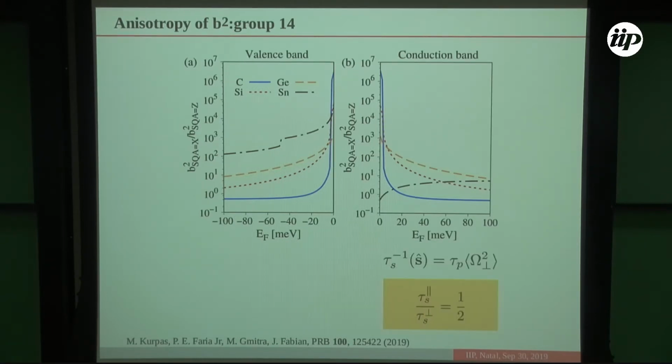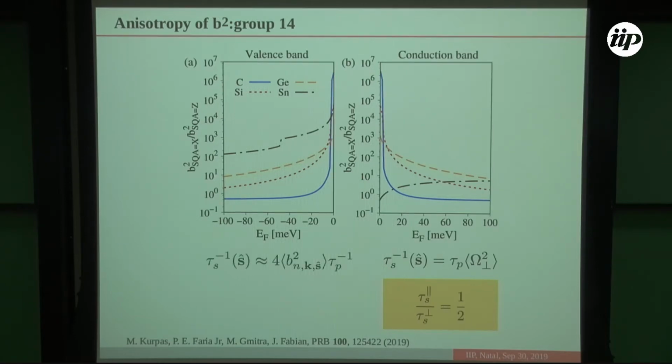Now if you remember what was said today, that in the diagonal parallel mechanism, the anisotropy of spin relaxation in-plane to out-of-plane is 1/2. But if you take a closer look at this blue curve, which is plotted for graphene, you see that b squared for in-plane is 1/2 of b squared of the out-of-plane spin orientation.